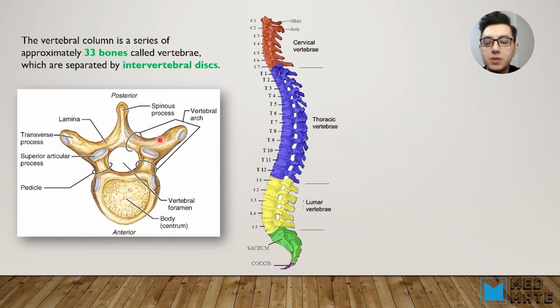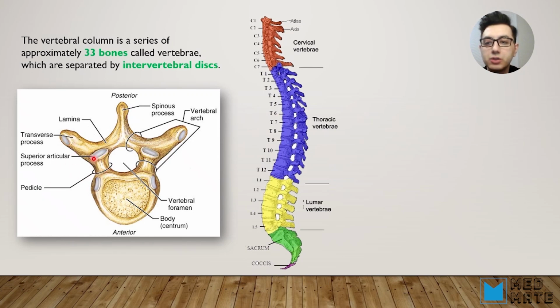And the vertebral arch has two main parts. The part connecting the transverse process to the posterior or spinous process is called the lamina, and the other part, which connects the body to the transverse process, is called the pedicle.